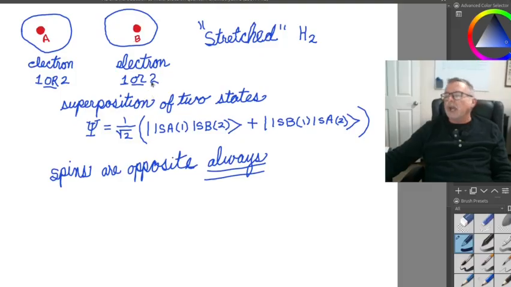So this is what happens in molecular orbitals, it's not just a simple idea of looking at individual atoms, but we get into this entanglement between these two. So these two are tied together through entanglement.